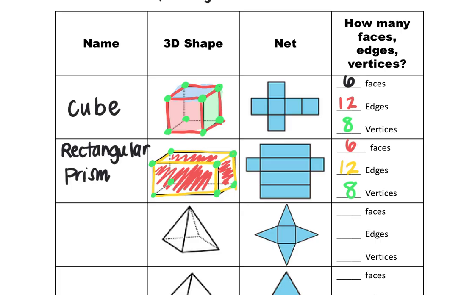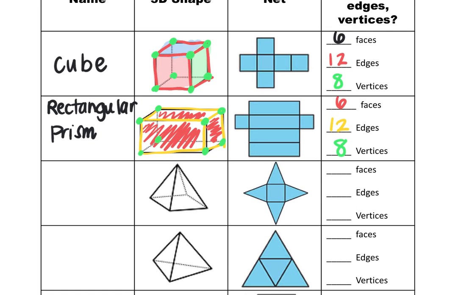So, hemos hablado del cubo. Hemos hablado del prismo rectangular. Vamos a hablar de la pirámide que está acá abajito. Okay, let's talk about the next shape. This one, because the base is a square, I'm going to say this is called the square pyramid. It's called square pyramid because the base here, the one in the bottom, is a square.